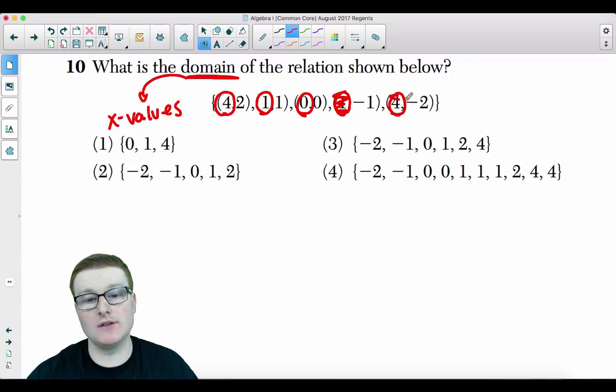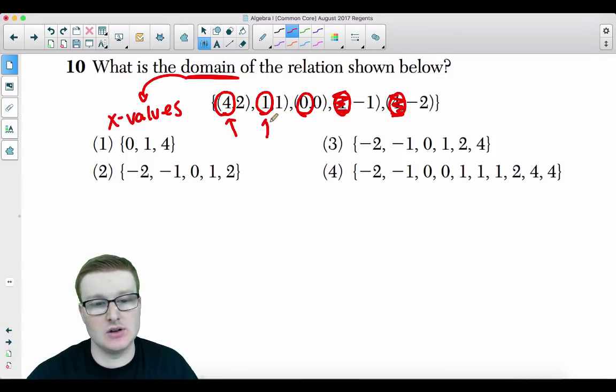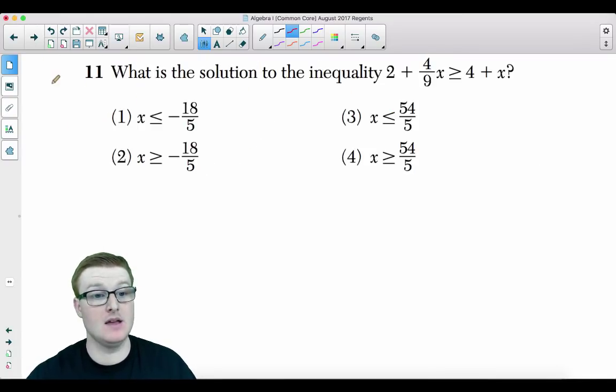You could get rid of the 1 and the 4 again because you don't need to write it twice. If it repeats, it doesn't matter. Your answer is 0, 1, 4. Your answer is choice 1. Pretty simple. Moving on to number 11.